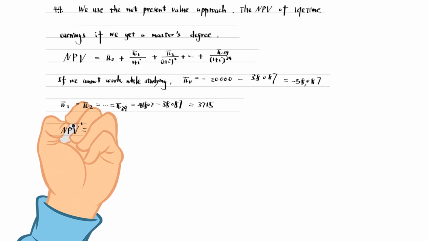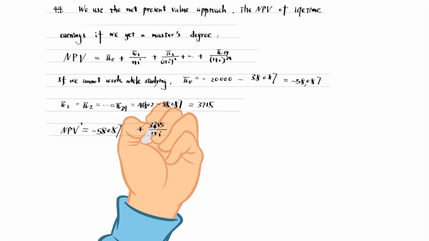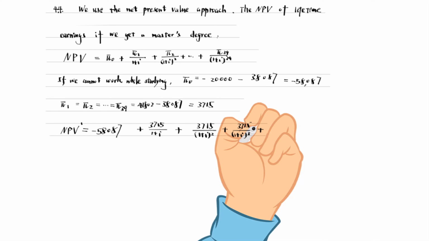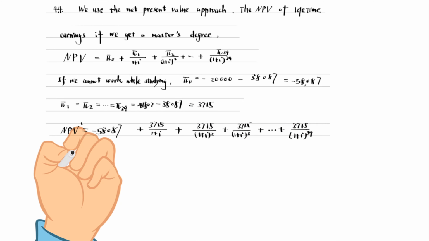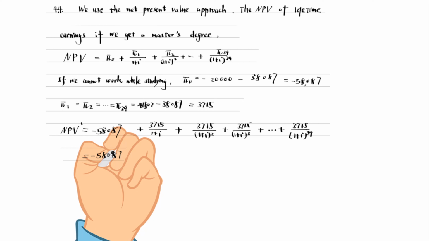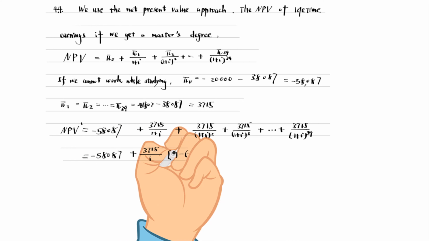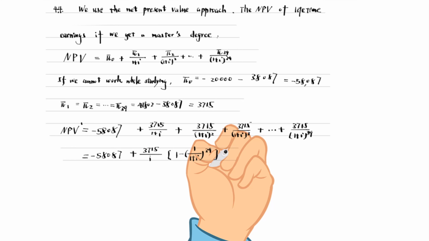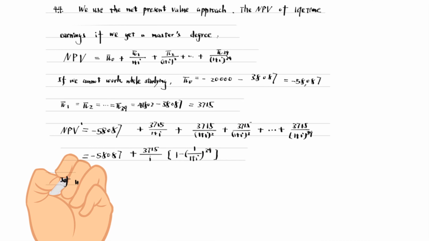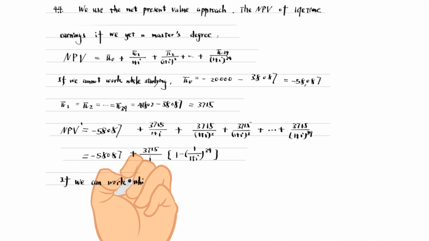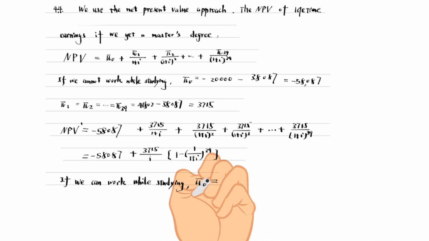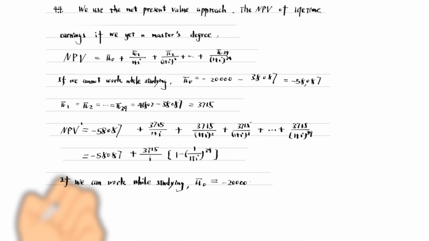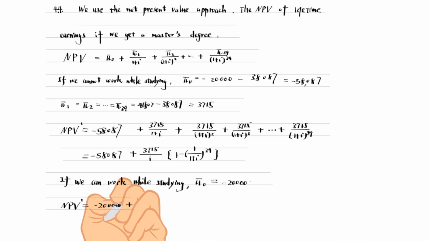Using the formula for the sum of a geometric series, we have the following expression. If we can work while studying for the master's, the cost only includes the tuition. The net present value of getting a master's degree will be as follows.